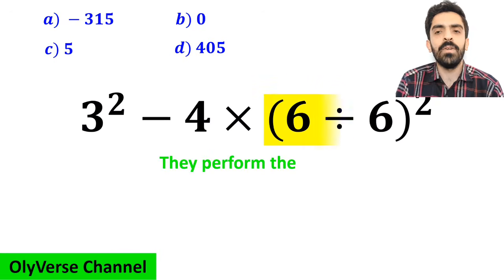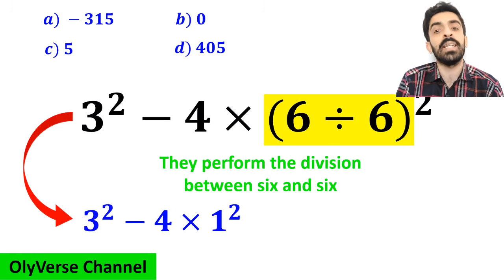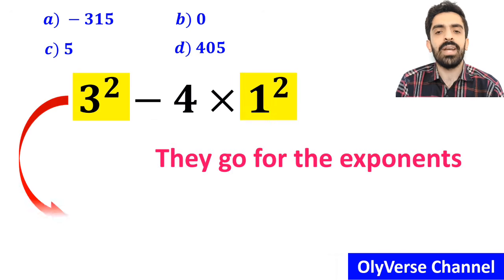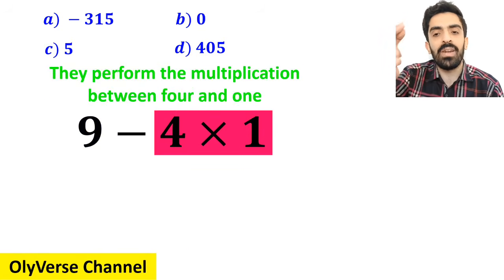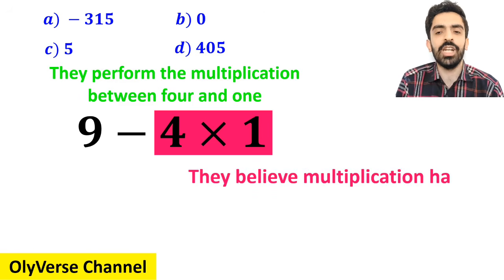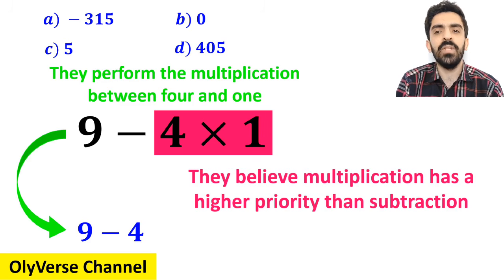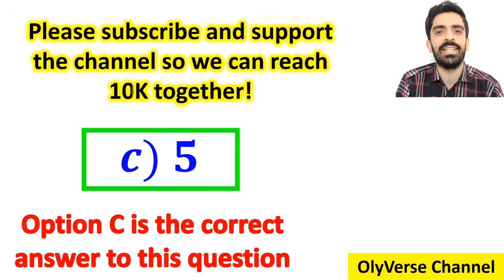And the next step, they perform the division between 6 and 6 and write this expression as 3 to the power of 2 minus 4 multiplied by 1 squared. Then, they go for the exponents and write this expression as 9 minus 4 multiplied by 1. And the final step, they perform the multiplication between 4 and 1 because they believe multiplication has a higher priority than subtraction. So, this expression simplifies to 9 minus 4, which ultimately gives them the answer 5. And immediately, they conclude that option C is the correct answer to this question.